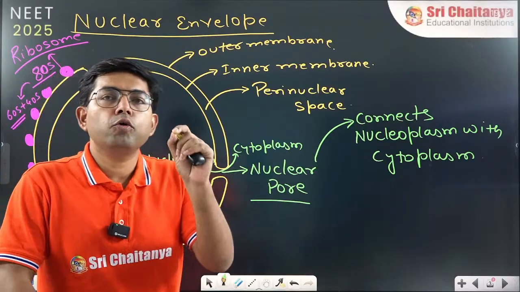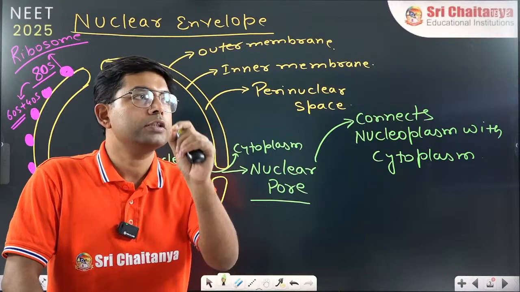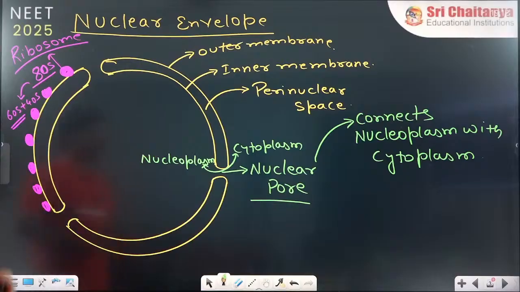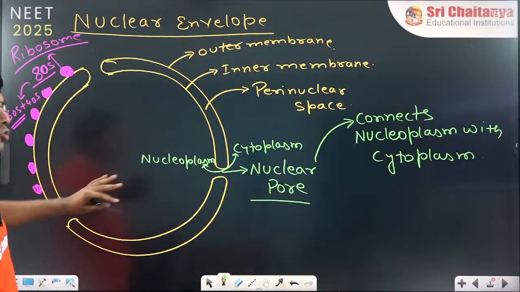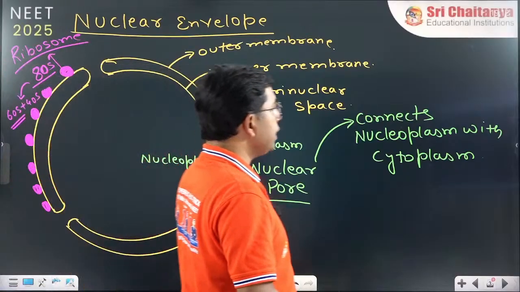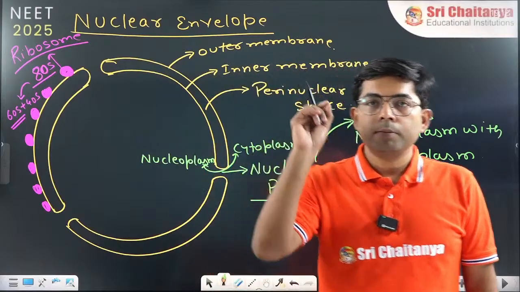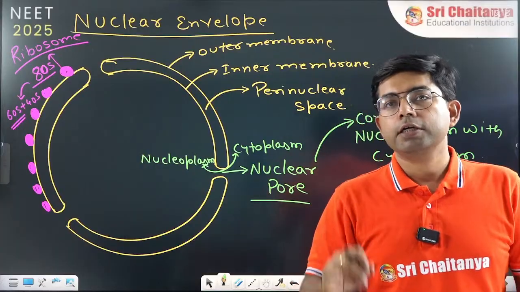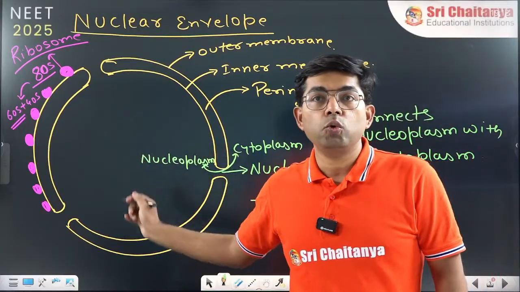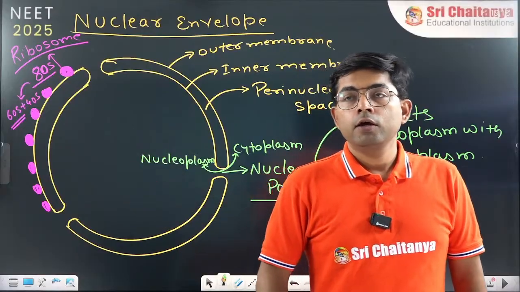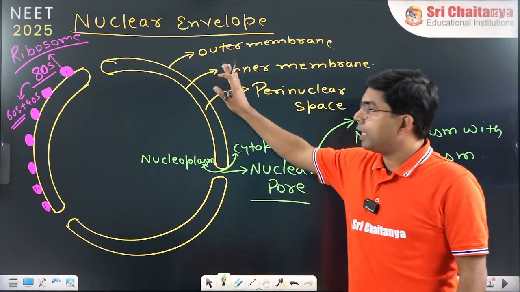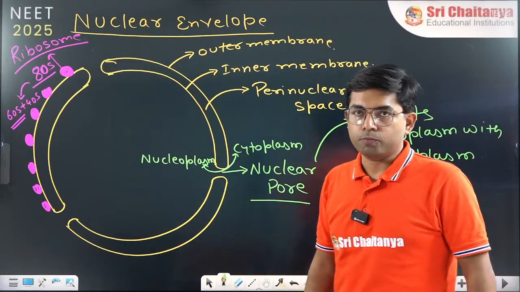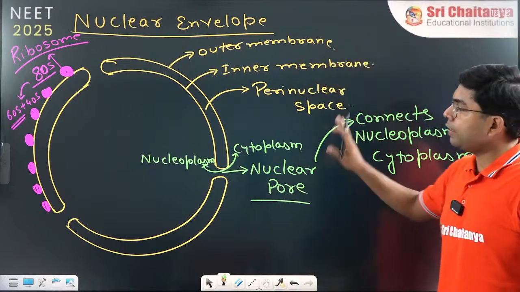How is a nuclear pore formed? Nuclear pore is formed when the outer and inner membrane fuse together. Is this point clear? So this is all about the nuclear envelope. Remember the role of nuclear pore. Once, in 2023, a NEET question was asked from nuclear pore, right? So nuclear pore is also important and envelope is important, and it has the reference of ribosome also. So we have seen the nuclear envelope part.